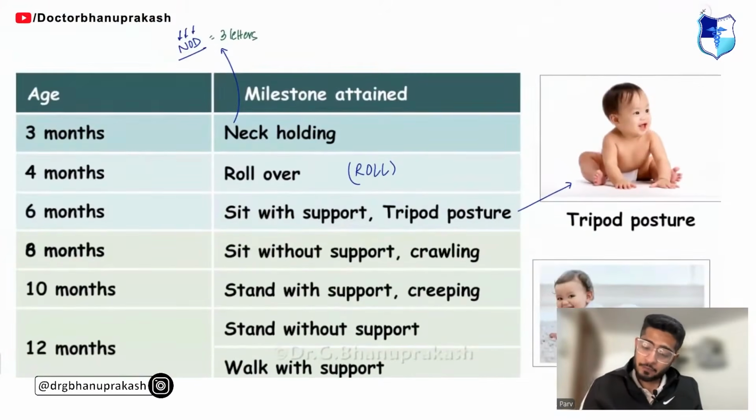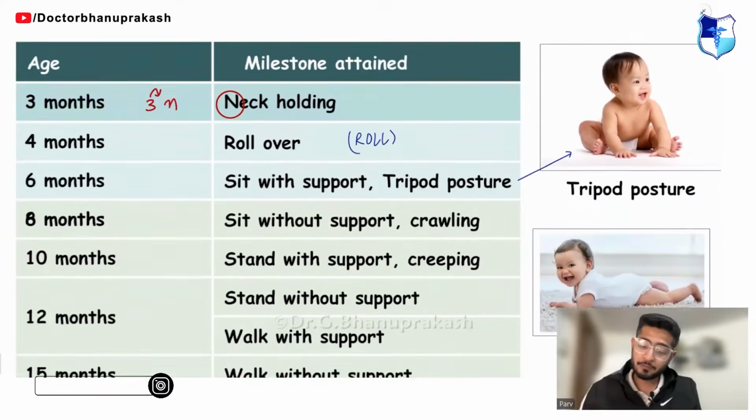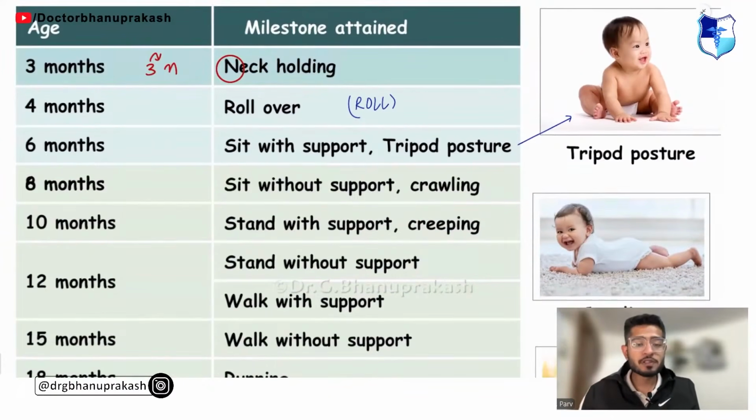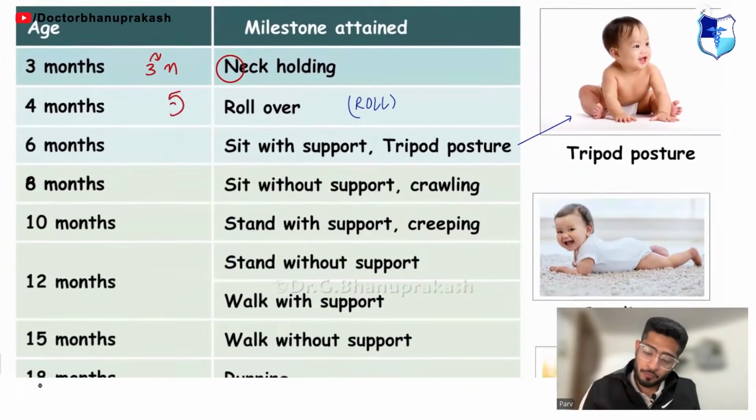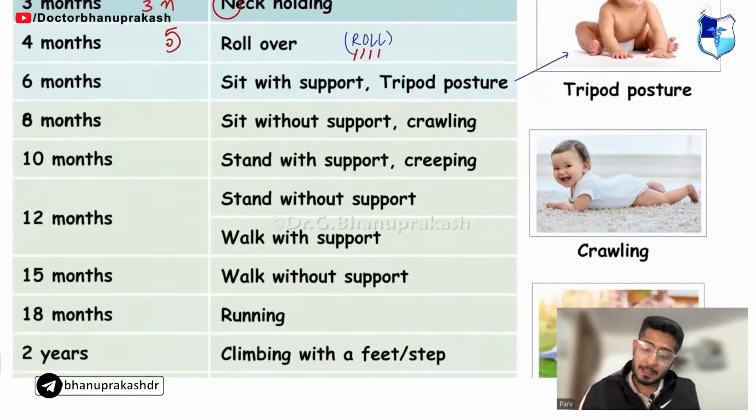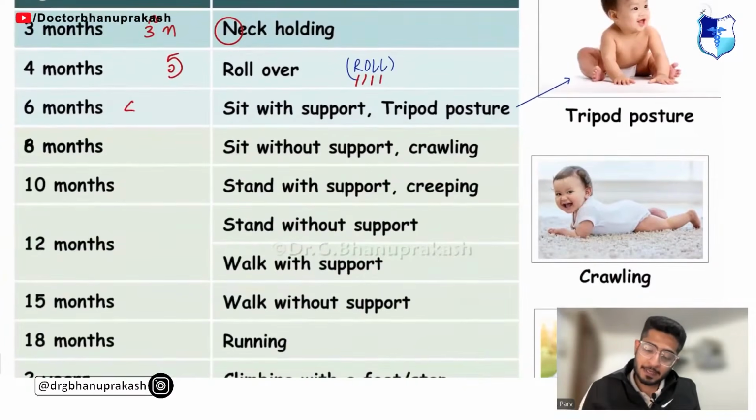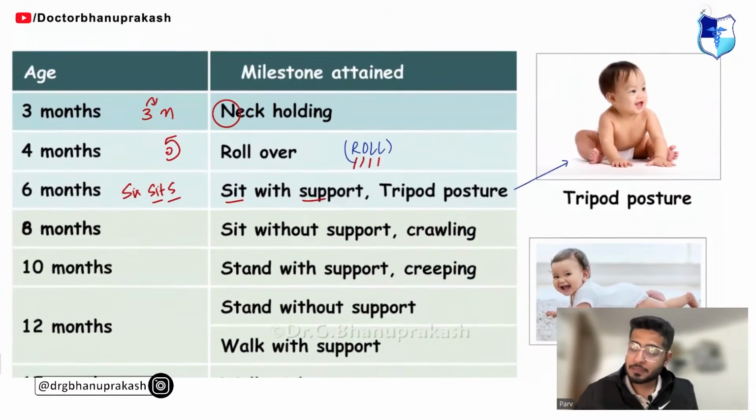Let's understand. So I've told you that 3, and if you fold the 3, this becomes N. This is neck. This is called neck holding. Then 4 months, I've told you 4 or 5 months is actually roll over. So remember ROLL, that is 4 months. Then 6 months, I've told you S, and then SIX and SIT with S, that is sits with support, and this is called the tripod position.